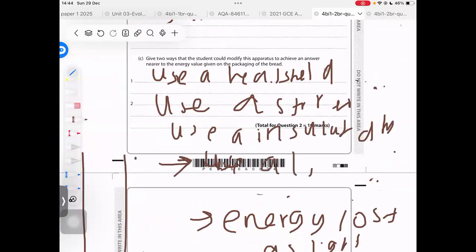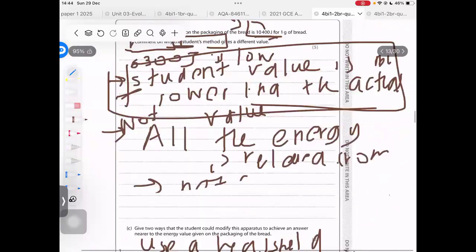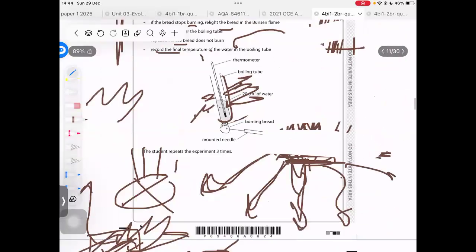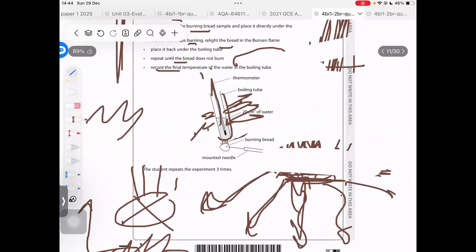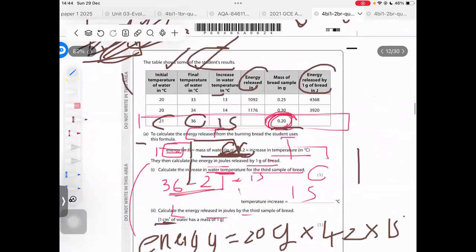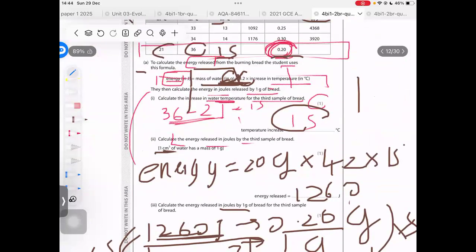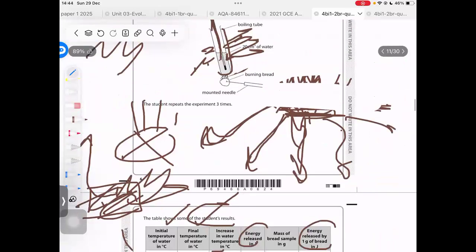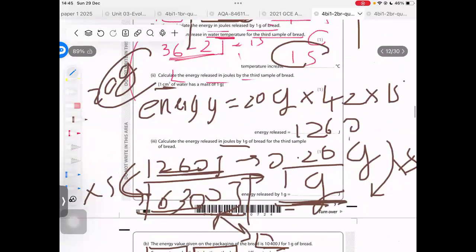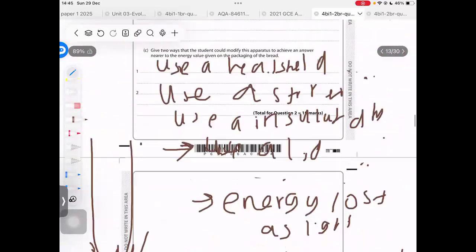Use a lid to prevent heat loss, which means sometimes the water can get evaporated by absorbing a lot of heat energy. If water gets evaporated, the mass of the water that we have calculated will be wrong. Here the mass of water we calculated as 20 grams. If water gets evaporated, then the mass of water that we are calculating is wrong, then our final answer will definitely be wrong. So it's better to use a lid to prevent evaporation.